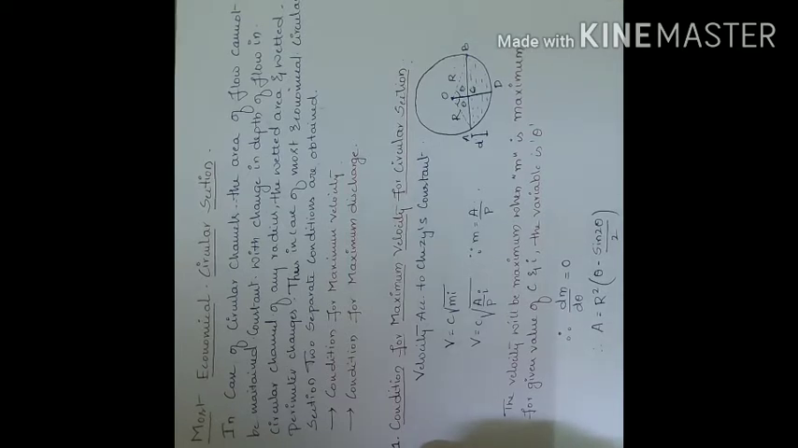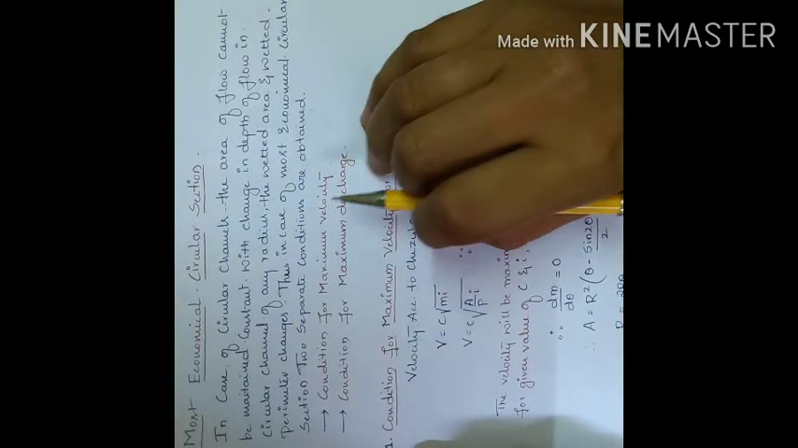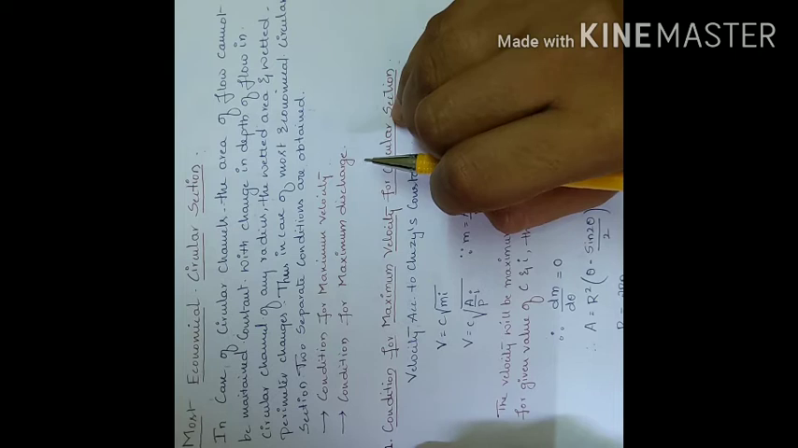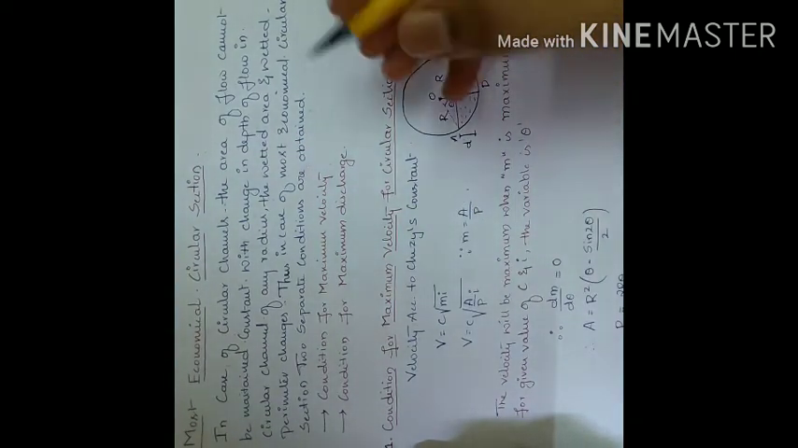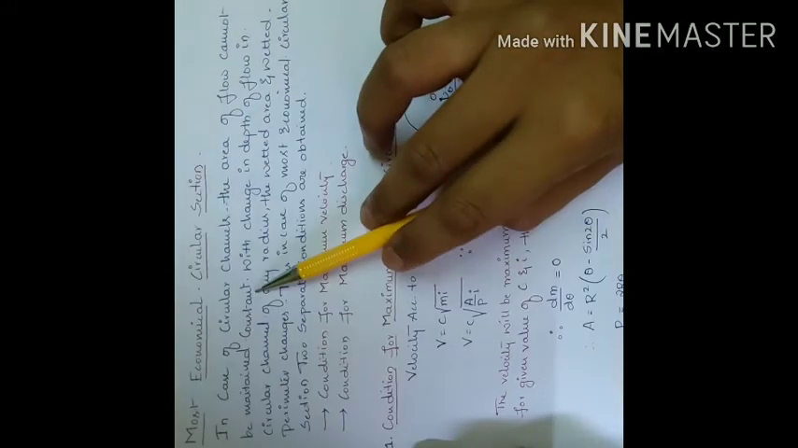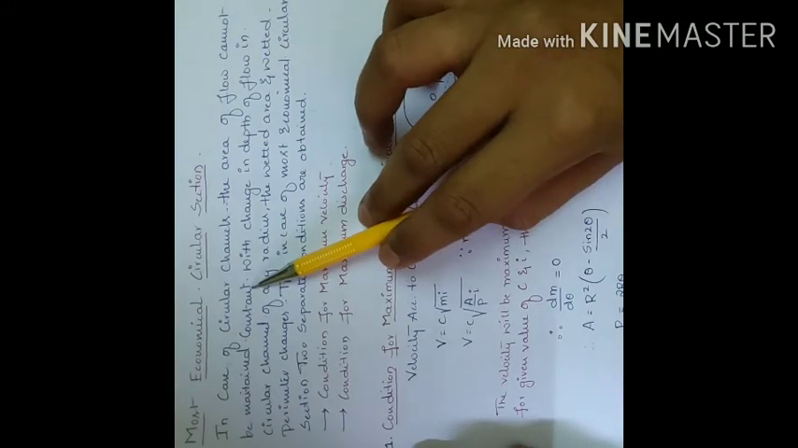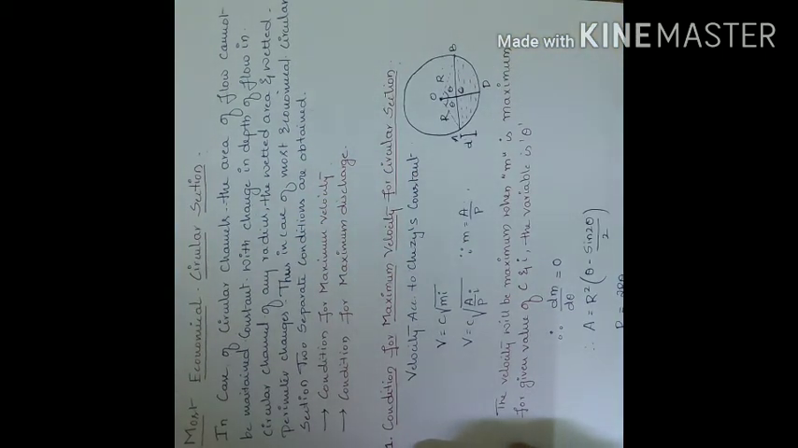In comparison with those, in the circular section the area of the flow cannot be constant. For the area we have only one parameter, that is the diameter, which is maintained constant. So here it will be changing. Area is dependent on the change in depth of the circular section, that is the radius, and the wetted perimeter also changes.